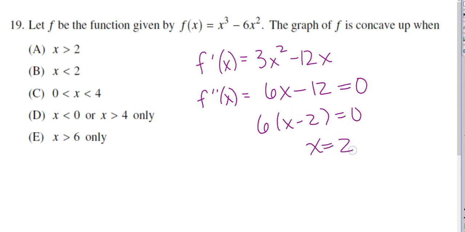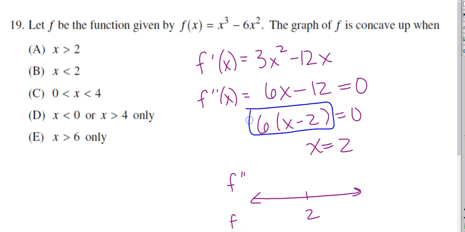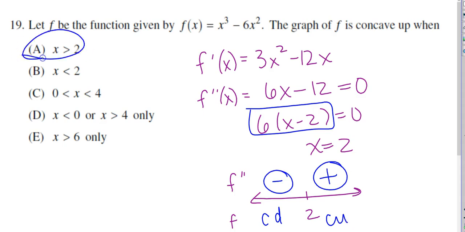So x equals 2 as a possible point of inflection. We're going to make a number line with f double prime and f. If I plug in a value less than 2, like 0, I get a negative value for f double prime. And I don't see any even multiplicities, so we get a positive value if we plug in something greater than 2, meaning that f goes from concave down to concave up. We wanted to know concave up, so that would be x is greater than 2.